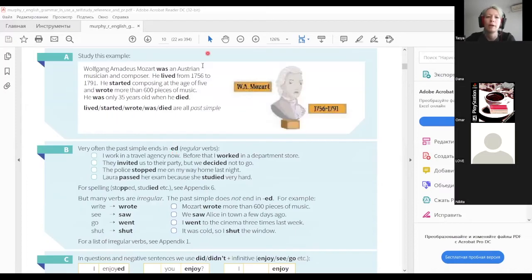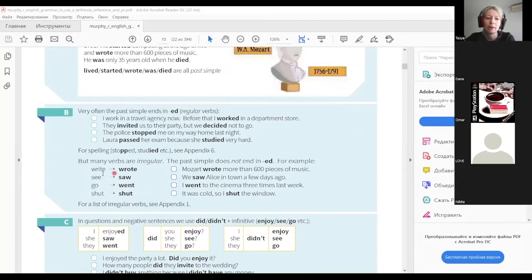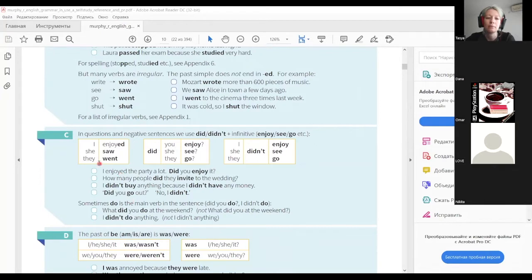You know that we have regular verbs and irregular, like worked, invited, decided, stopped, passed, studied. And we have irregular, like write, wrote, see, saw, go, went, shut, etc. Also, don't forget that you have to ask the question like this. Did you enjoy? Did she see? Did they go? Etc. So it's like an auxiliary verb or something like that. You have to know, always like this.